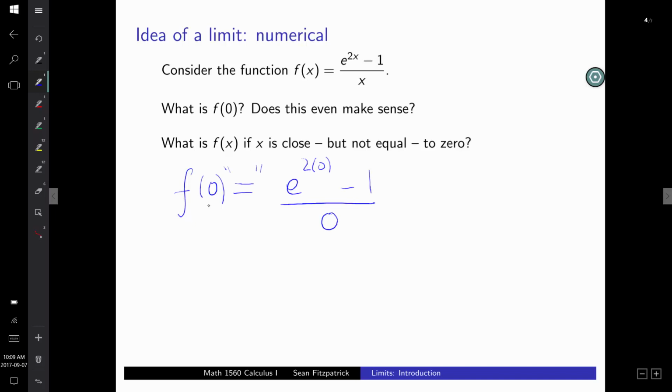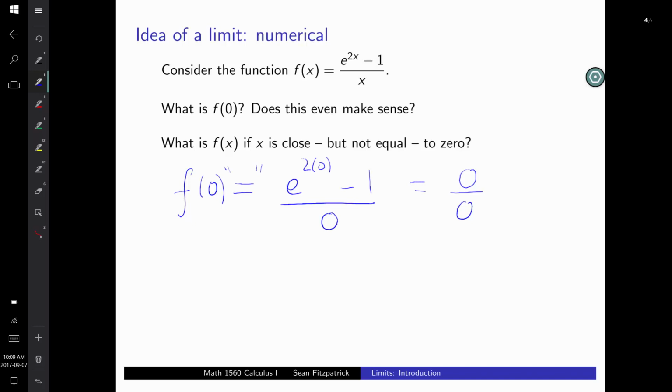But notice also that 2 times 0 is 0, so this is just e to the 0. Anything to the power of 0 equals 1. So I've got 1 minus 1 up top. This simplifies to 0, 0 over 0. So I'm dividing nothing by nothing. It doesn't make any sense, right? It's a completely nonsensical statement to talk about 0 divided by 0.